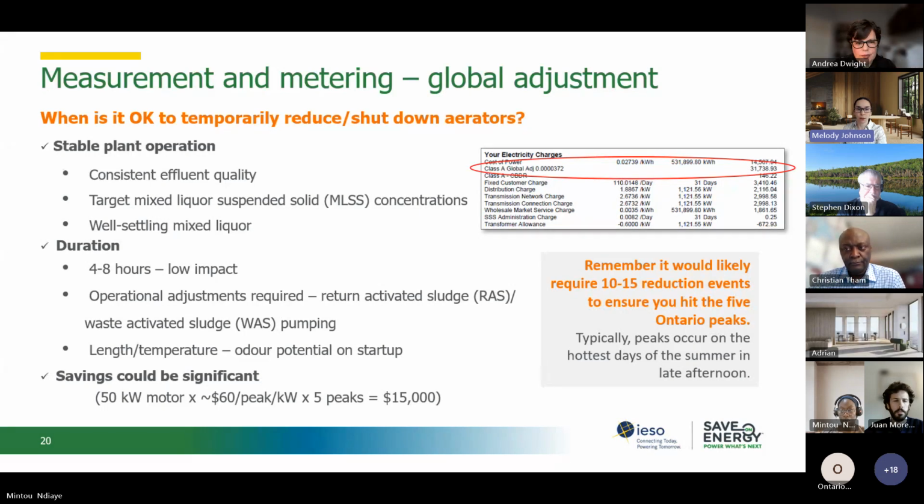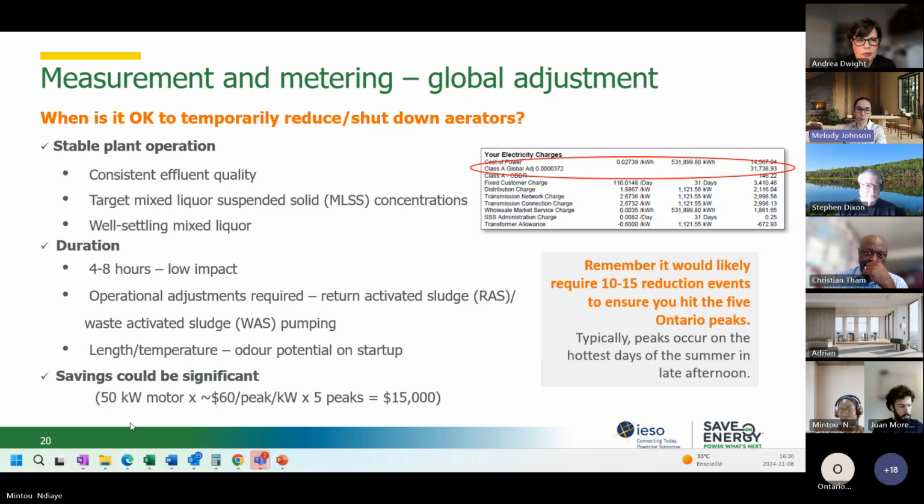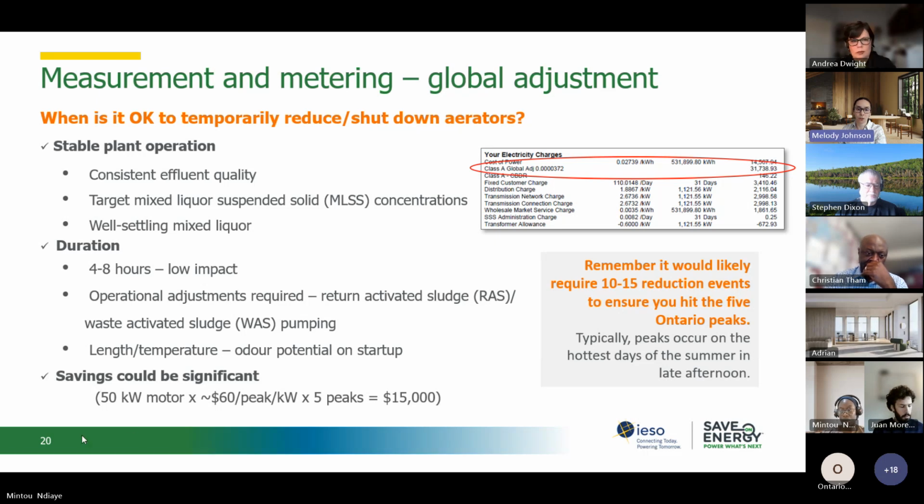There is the potential that you would have some odor when you start that back up, similar to an aerobic digester after decanting. And then for facilities that have aerobic digesters, shutting off the aeration to those digesters, trying to hit those peaks is also an option. And it can reduce your peak consumption during those periods as well. So with a 50 kilowatt motor, if you hit all 5 peaks, you would be looking at a $15,000 savings.